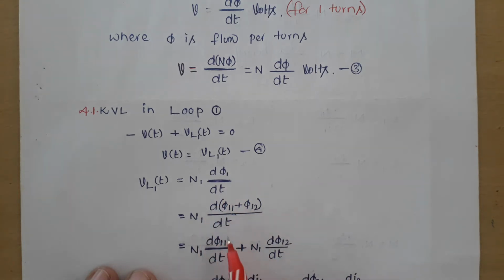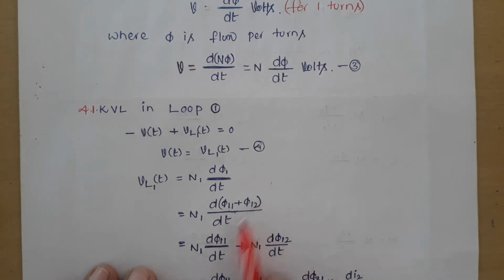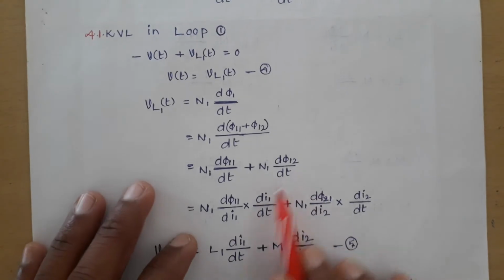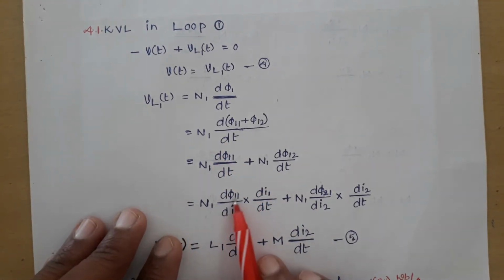So N1 d by dt, and phi 1 is phi 11 plus phi 12. If you take d by dt into the brackets, N1 d phi 11 by dt plus N1 d phi 12 by dt. Here again, d phi 11 by dt can be written as d phi 11 by dI1 into dI1 by dt.